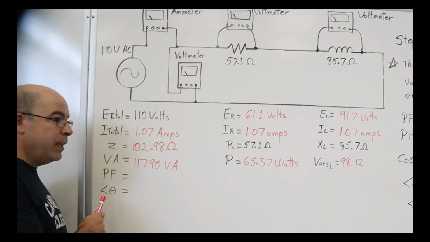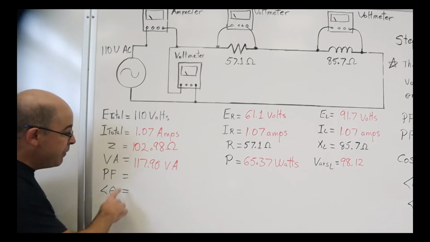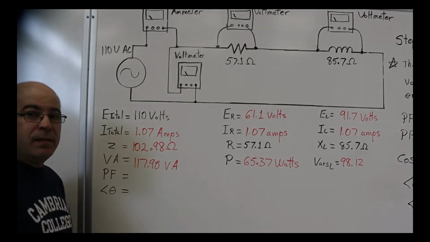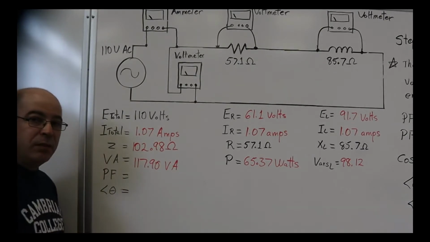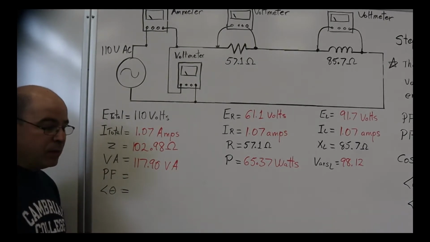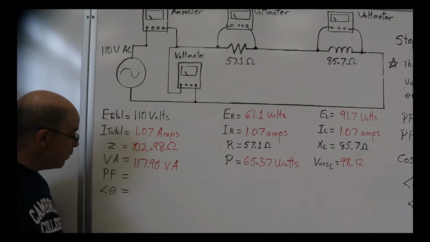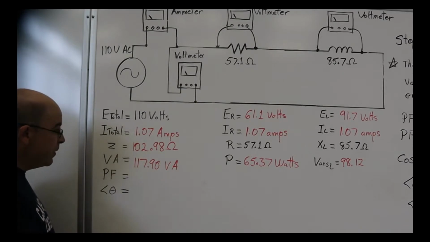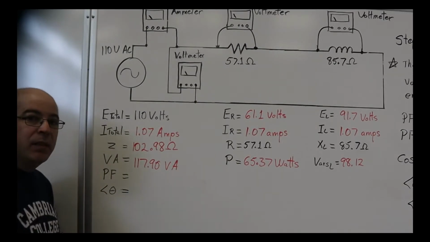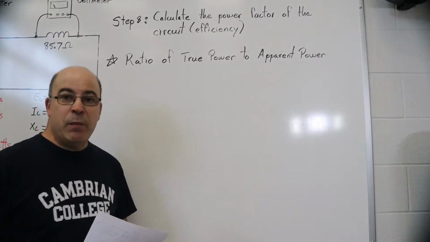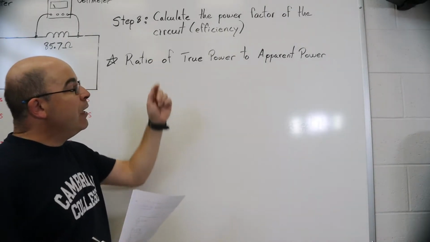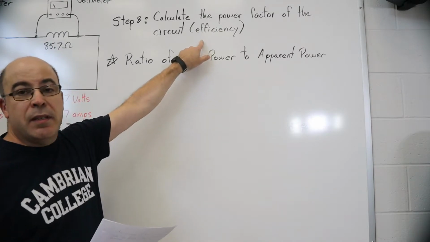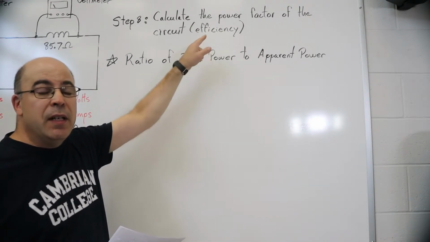Now that I've calculated the apparent power for the circuit and I've got it inputted here on my board, all that remains is to solve for the power factor in the circuit, which is the measure of a circuit's efficiency, as well as angle theta. So these will be steps 8 and 9 respectively. And we come to step number 8, calculating the power factor for the entire circuit, or in other words, the value of efficiency in the circuit.